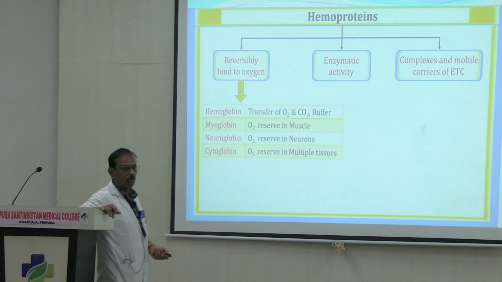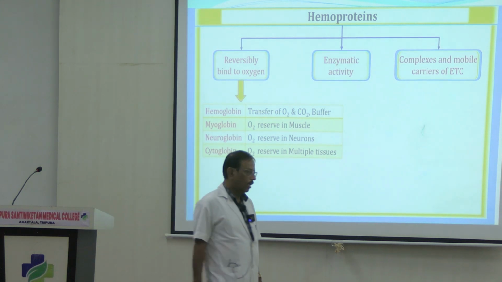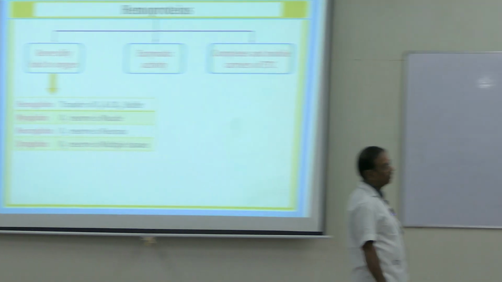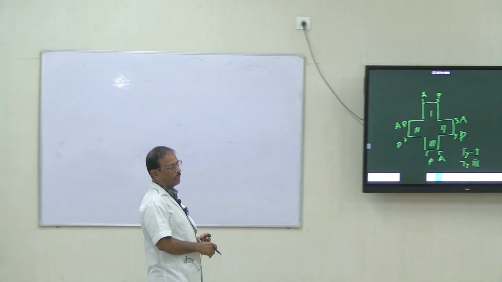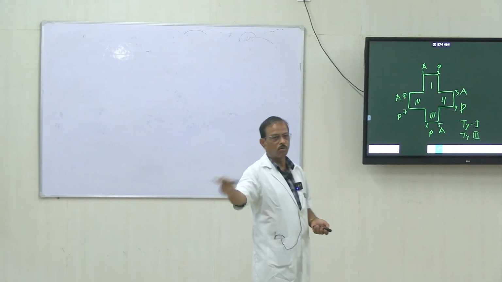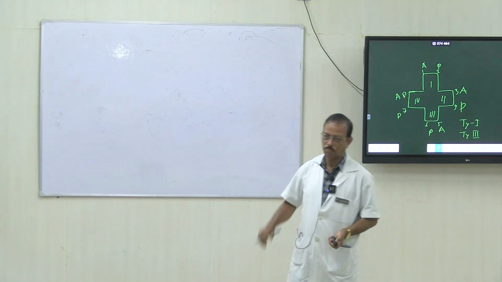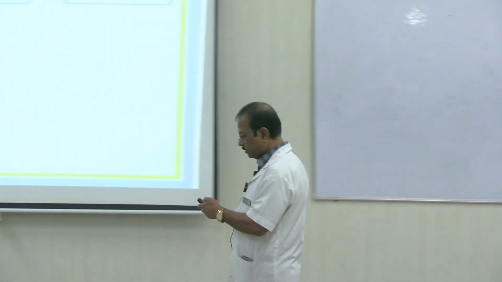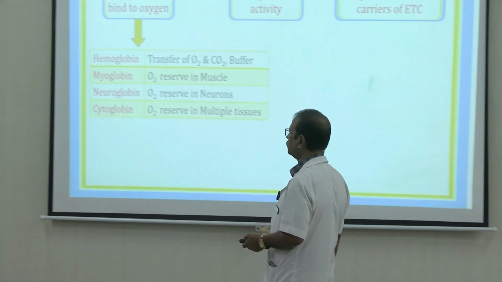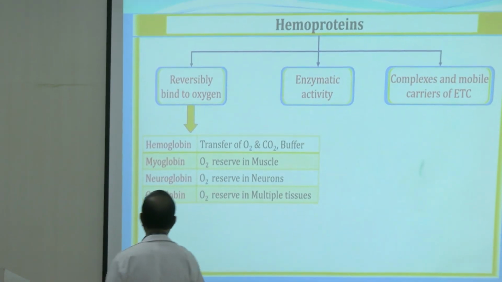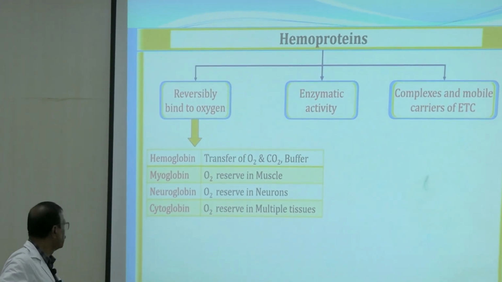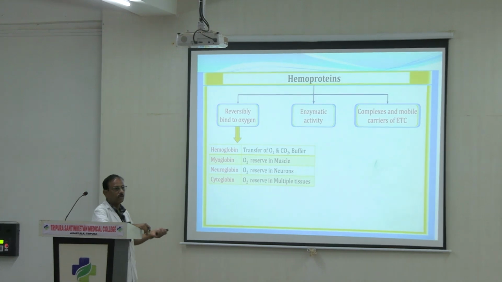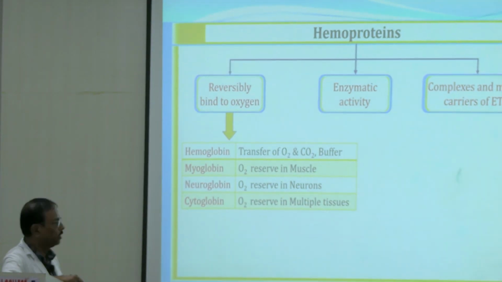Now, what is the function of heme? As it is the prosthetic group of hemoprotein, the function of hemoprotein is the function of heme. Some of the hemoproteins reversibly bind to oxygen, like hemoglobin, myoglobin, neuroglobin, cytoglobin. These are nothing but oxygen bound to the heme component.